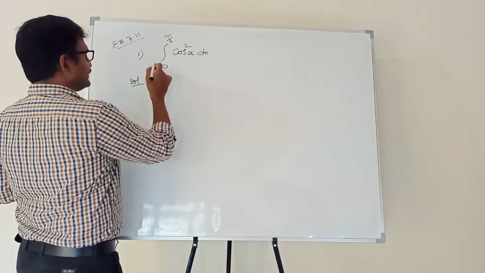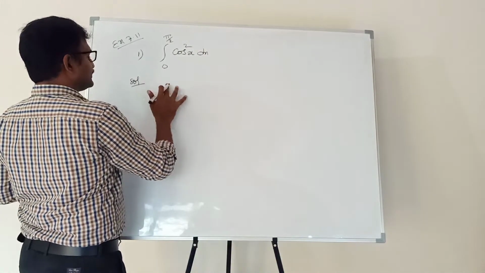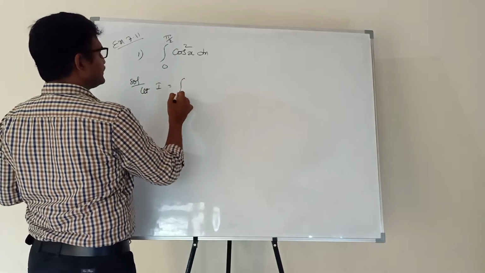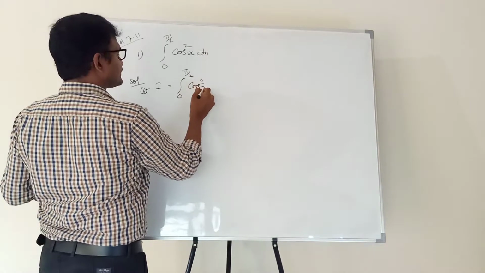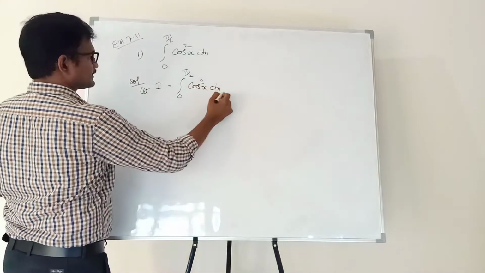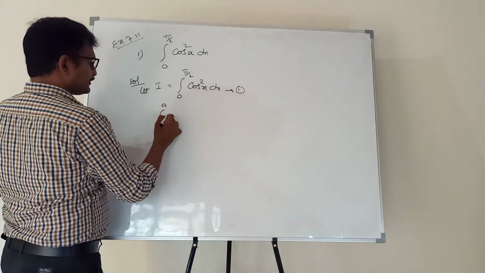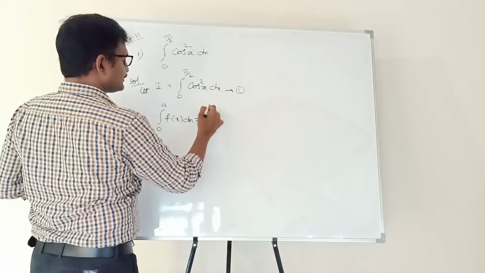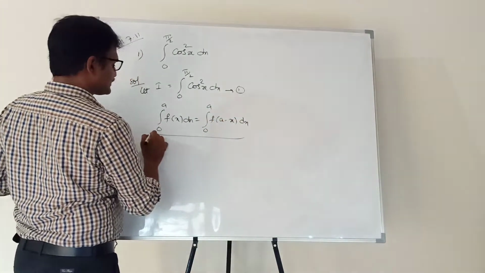Let the given problem be I. I is equal to the integration of 0 to pi by 2 cos square x dx. This is equation number 1. According to property number 5, integration of 0 to a f of x dx is equal to integration of 0 to a f of a minus x dx.